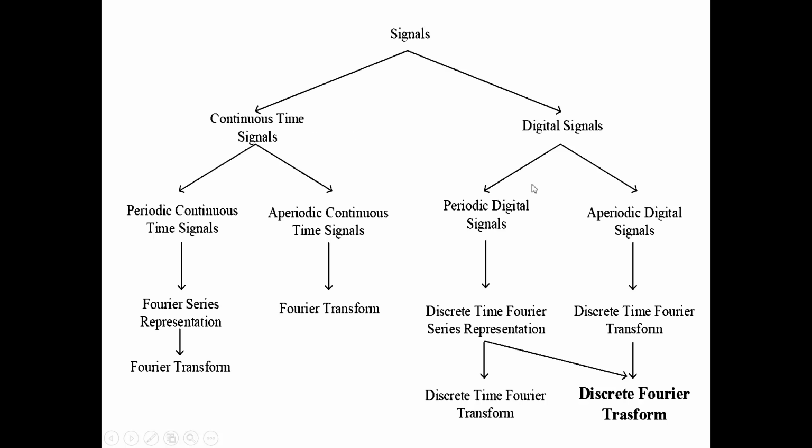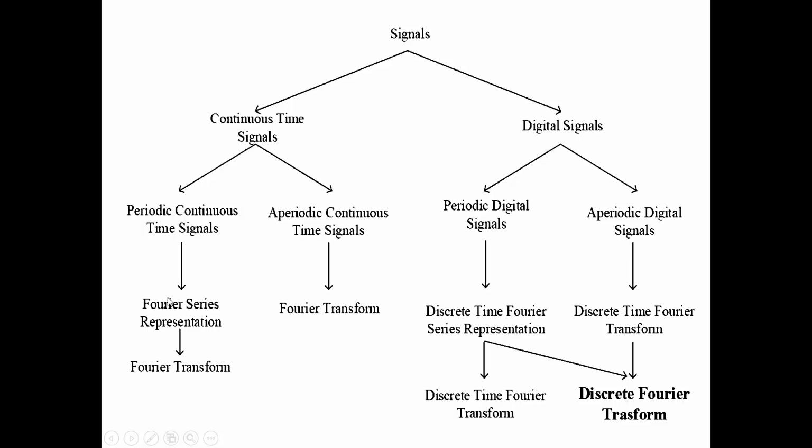Hello everyone. Let us now discuss the transform methods used in digital signal processing. Signals are of two types. One is continuous time signals and the other is digital signals or discrete time signals. Continuous time signals can be of two types again, periodic and aperiodic. Similarly, the digital signals can also be of two types, periodic and aperiodic.